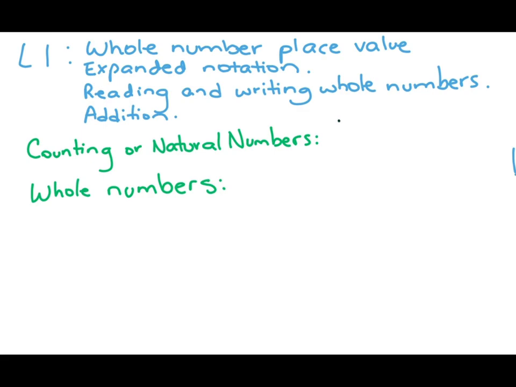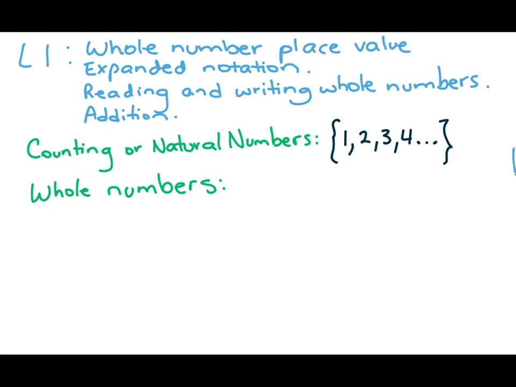It's the ones that we use for counting. So they're going to start with 1. So we're going to put here 1, 2, 3, 4. You use your fingers to count. So those are the counting or natural numbers. They are infinite, but they start on 1.